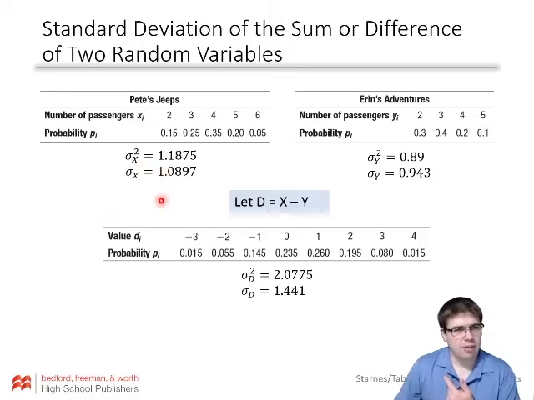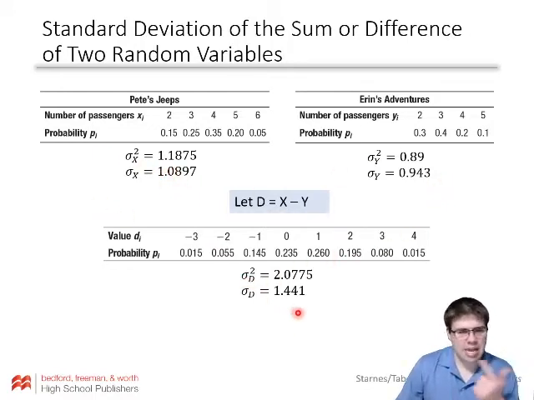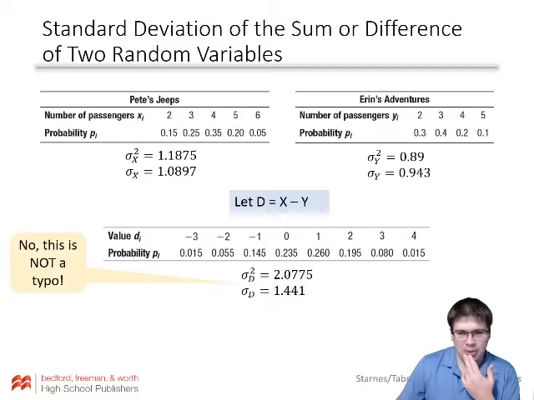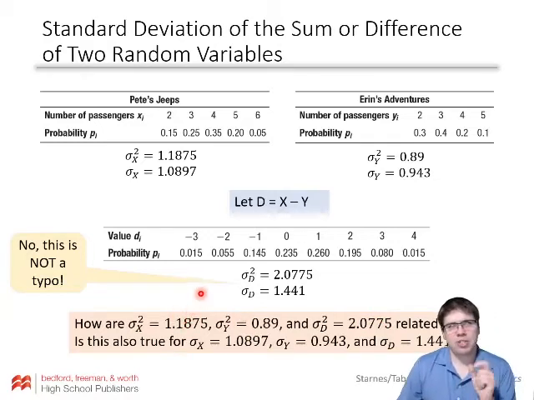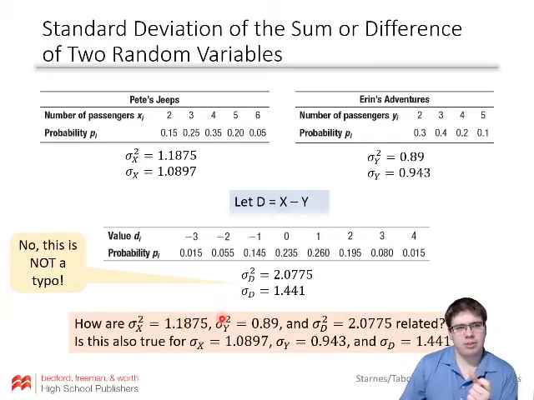They've calculated some variances and standard deviations for us again, and what do we notice? These numbers might look familiar. This is not a typo. So the variance, do we notice a relationship between those? They still add. And that might strike you as a bit weird. We just subtracted random variables.